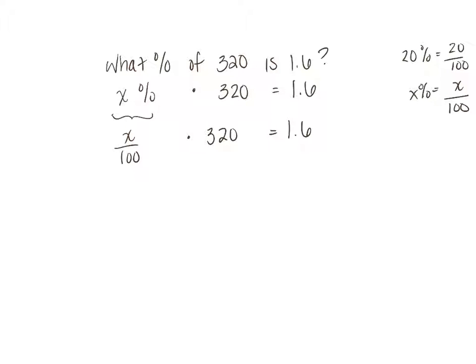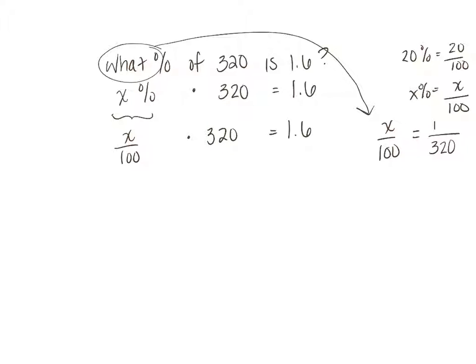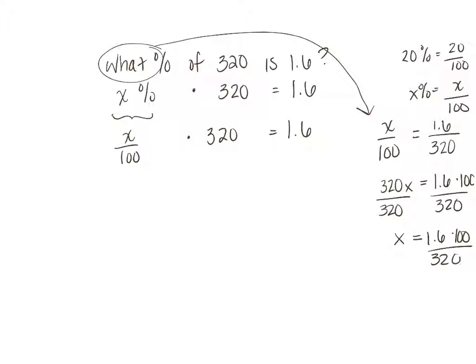Notice I could also express this as a ratio. What percent of 320, 320 is my bigger number, is 1.6? And if I did it as a ratio, I'd end up with 320x equals 1.6 times 100. And then I divide by 320 and divide by 320, and you get x equals 1.6 times 100 over 320.